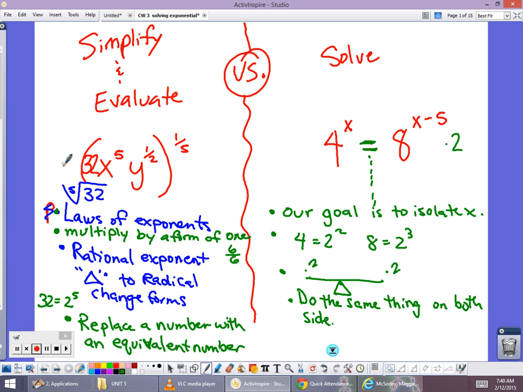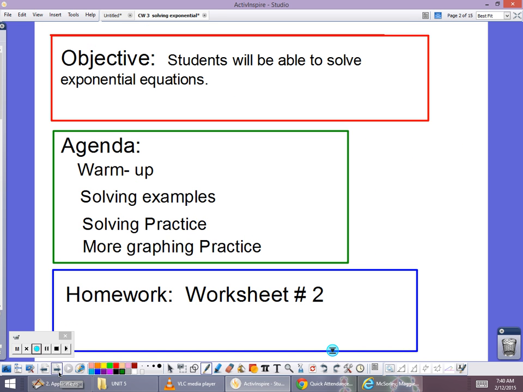Here we can multiply by 1, change forms. There we can multiply by 1 and we can change forms. We can do all this stuff, but we also can do the same thing to both sides, and our goal has changed. We want to get x by itself. Okay? Cool. Thanks for that quick check-in.